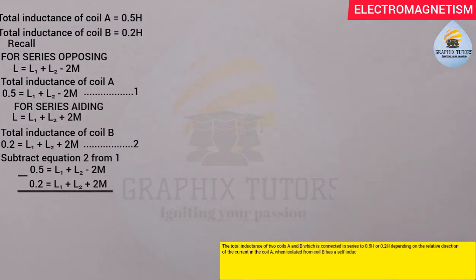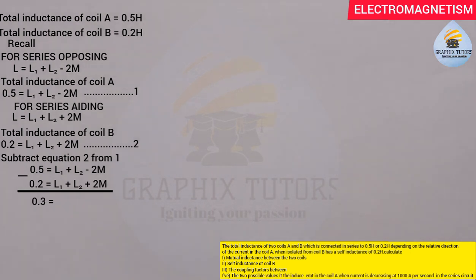So when I subtract 0.5 minus 0.2 will give us 0.3. L1 minus L1 will cancel out. L2 minus L2 will cancel out. Minus 2M minus 2M, that means minus 4M. So if I make the mutual inductance the subject of the formula, I will have M equal to 0.3 over 4. And my mutual inductance will give us 0.075 Henry. So in this part here, we have successfully calculated the mutual inductance.